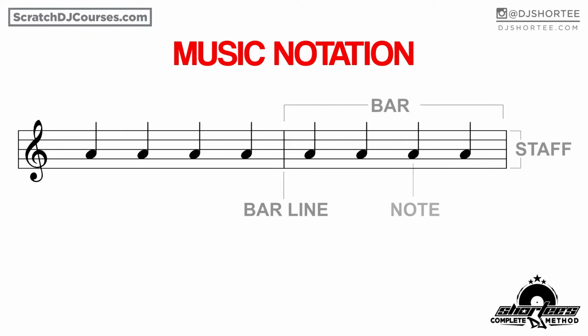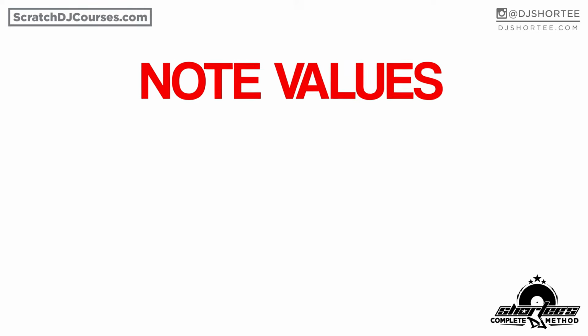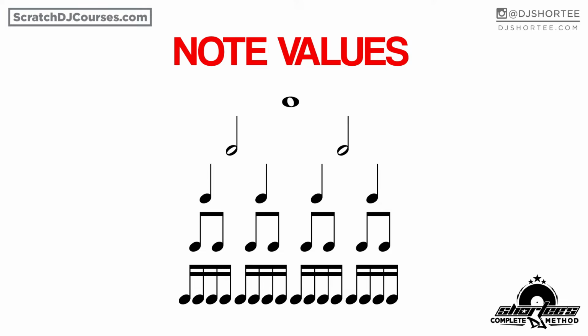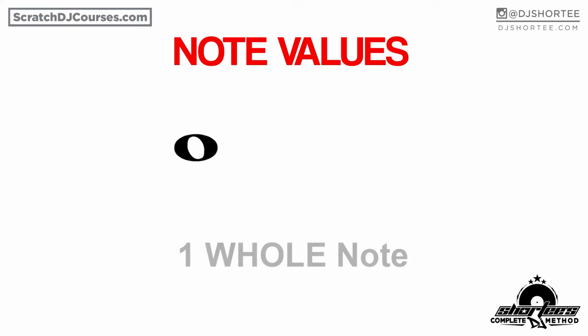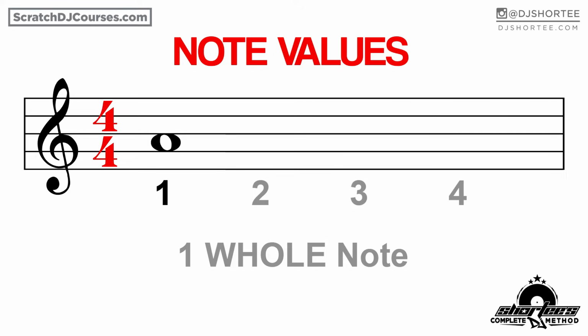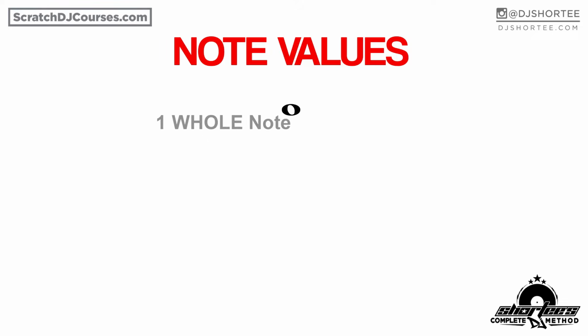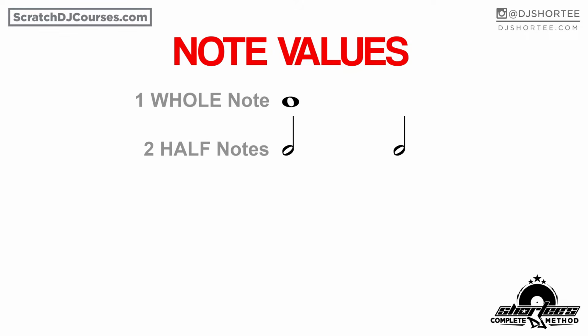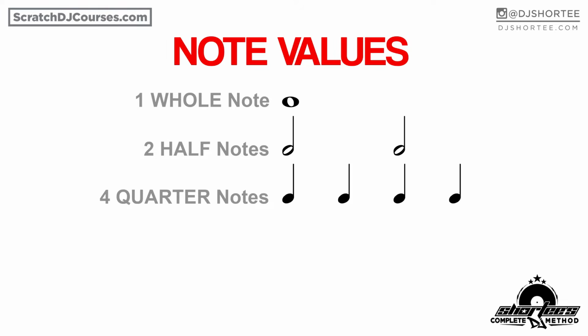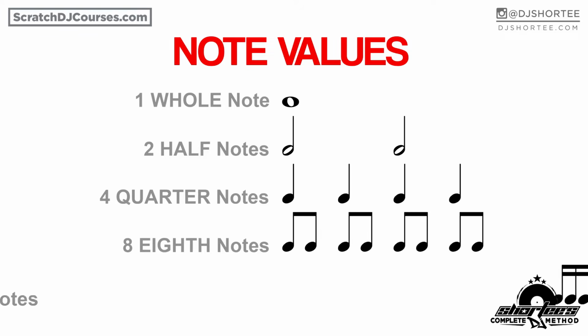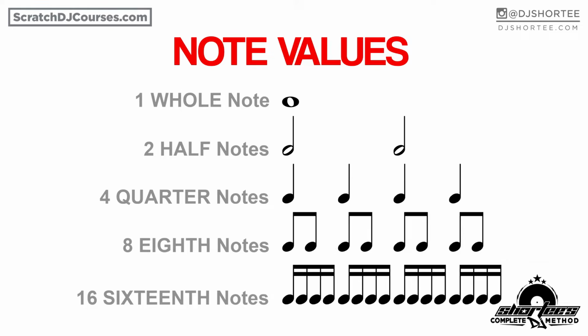Notes are symbols that show how long a sound lasts. There are different kinds of notes and they all relate to each other mathematically. The longest sounding note is the whole note. It lasts for 4 beats, and you can only have one whole note in a bar. One whole note is equal to 2 half notes, 4 quarter notes, 8 eighth notes, and 16 16th notes.